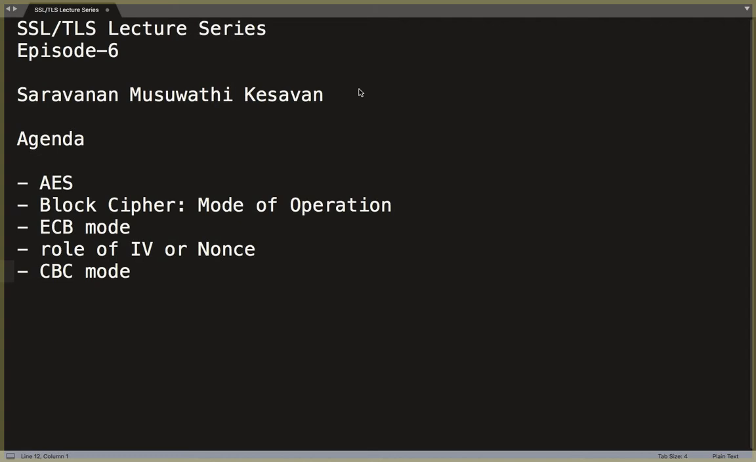And today we are going to discuss quickly about the advanced encryption standard, the AES algorithm. Then we will see block cipher mode of operation. In particular, we will discuss the electronic codebook mode. Then we will look at the role of the initialization vector as well as what is meant by nonce. Both are the same, IV or nonce. Then we will also go through the cipher block chaining mode of operation. Okay, so let's get started.